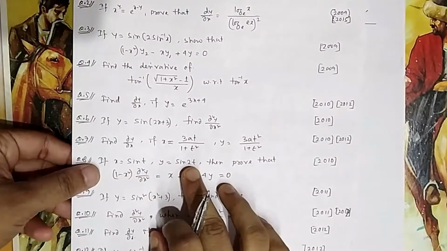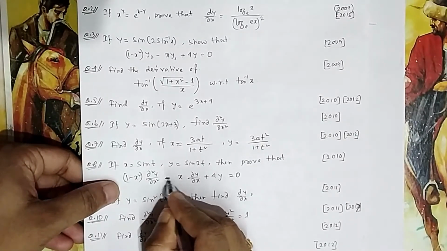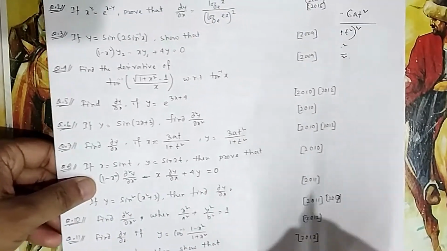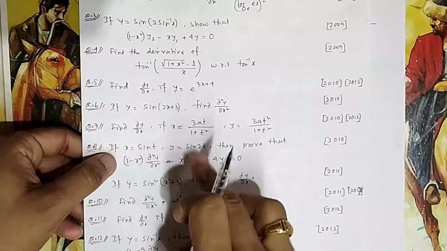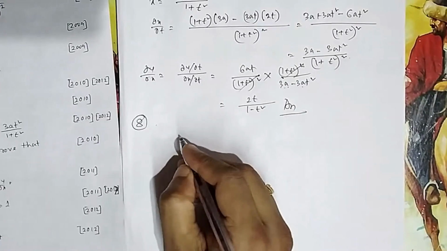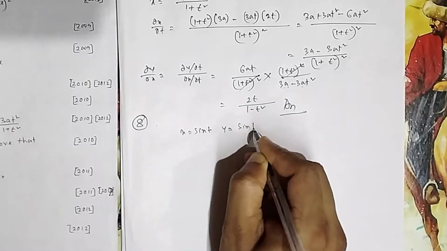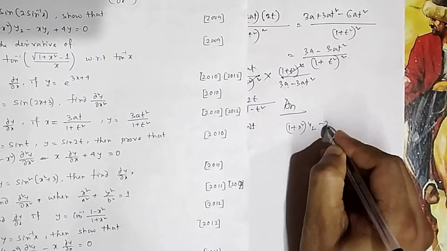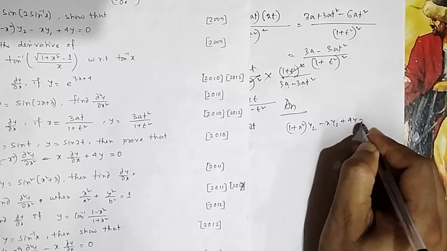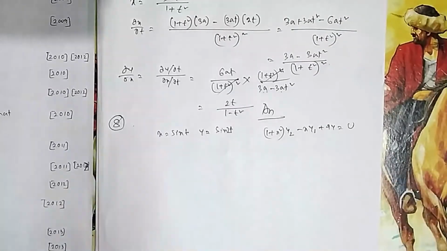Next, if you come to question number 8, again, if x is equal to sin t, y is equal to sin 2t, then prove this. I think this will be plus, so let me do it, either plus or minus. Again you have to do it in parametric format because there is no relation between x and y, so you have to go by parametric form. So x is equal to sin t, y is equal to sin 2t, and let me write this for me: (1 minus x²) y2 minus x y1 plus 4y is equal to 0. y2 is the second derivative, I am writing y2 symbolically. This is what I have to prove.